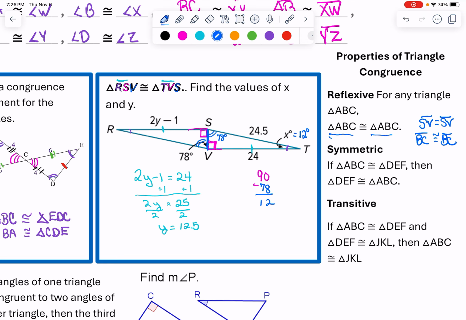Symmetric says that if 2 triangles are congruent to each other, we can switch the sides of the congruent sign. If triangle ABC is congruent to triangle DEF, then we can write triangle DEF is congruent to triangle ABC. The second becomes first and the first becomes second. And lastly, we have transitive, and transitive says if 2 triangles are congruent to each other and the second one is congruent to a third, then the first triangle has to be congruent to the third. Much like what worked when we were working with angle measures.